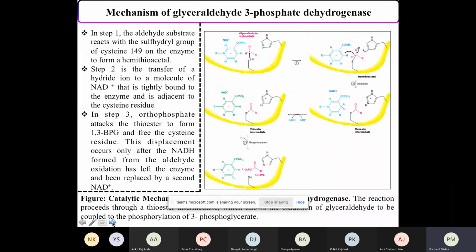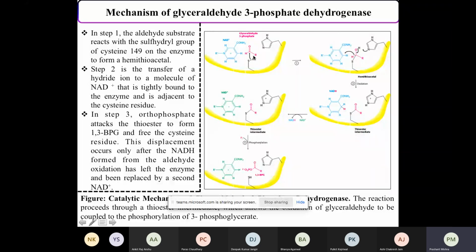What is the mechanism? I don't want to take you to the greater details of the mechanism. This is just to show you what happens on the enzyme active site. So this is the site. What is the enzyme? Enzyme involved here is glyceraldehyde 3-phosphate dehydrogenase. On the surface, you have a cysteine residue. It is at 149 position. What is this molecule? This is the NAD plus.